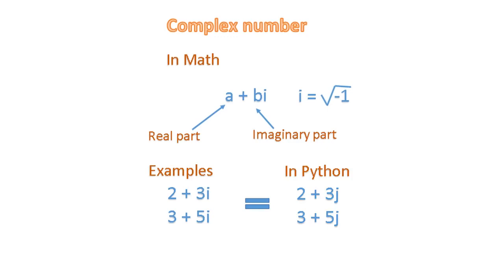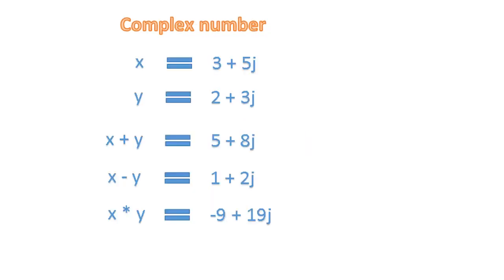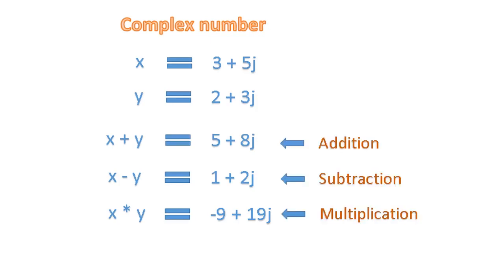In Python, we use j in place of i. So the same numbers are represented as 2 plus 3j and 3 plus 5j. We can do some arithmetic operations such as addition, subtraction, multiplication, etc. using complex number.